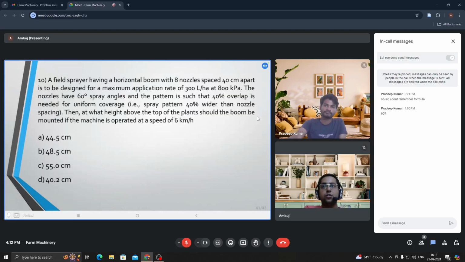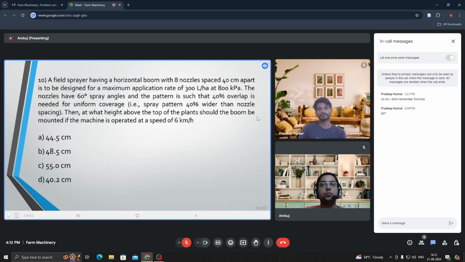This is also a tricky question. A field sprayer having a horizontal boom with 8 nozzles spaced 40 centimeters apart is designed for a maximum application rate of 300 liters per hectare at 800 kPa. The nozzles have a spray angle of 60 degrees. In this particular question, this is very important: the pattern is such that 40% overlap is there.